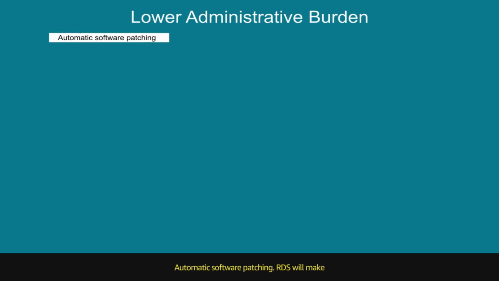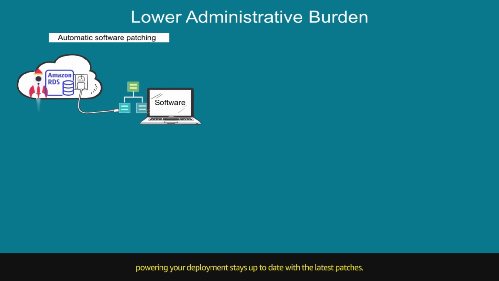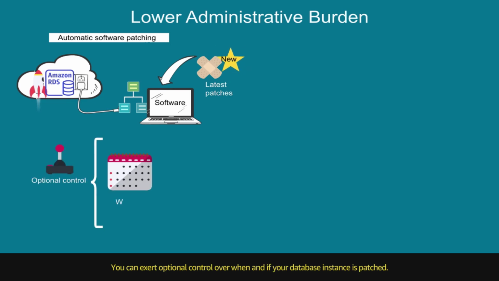Automatic software patching. RDS will make sure that the relational database software powering your deployment stays up to date with the latest patches. You can exert optional control over when and if your database instance is patched.